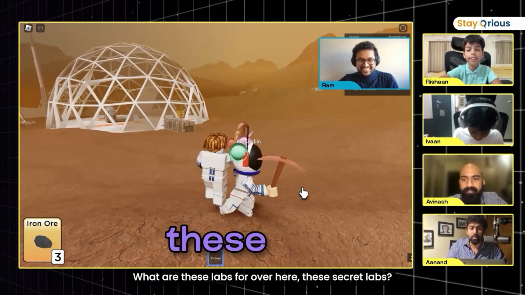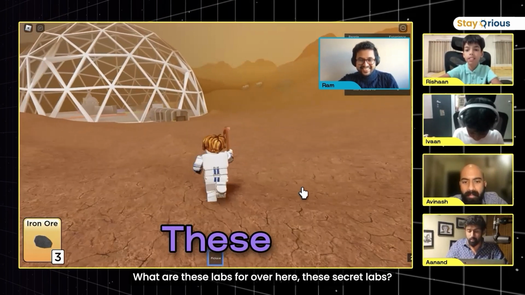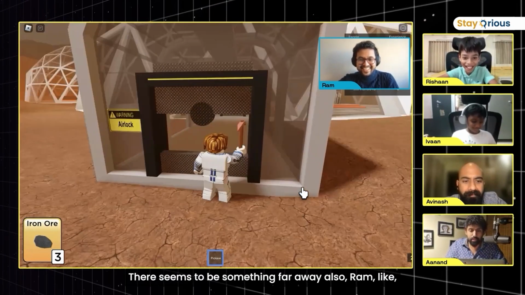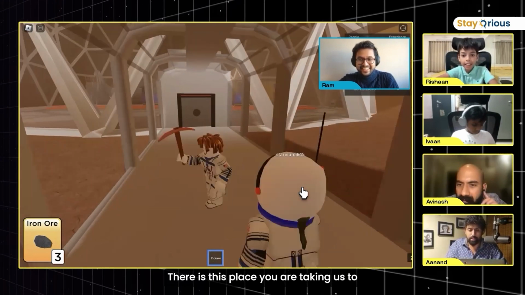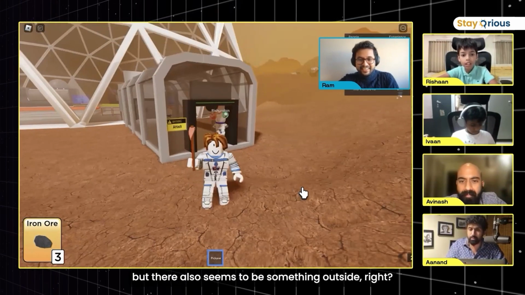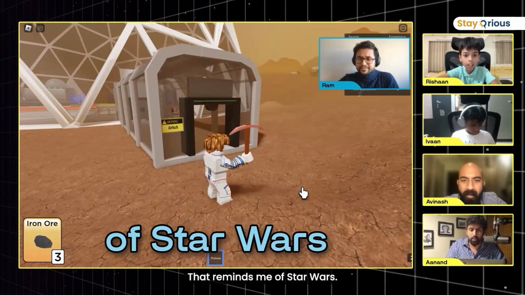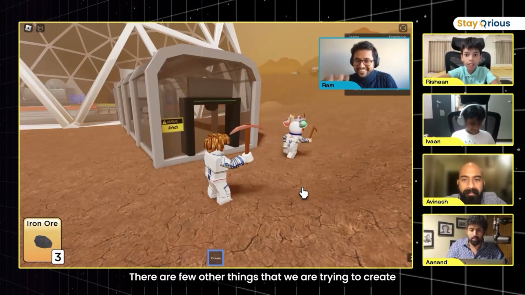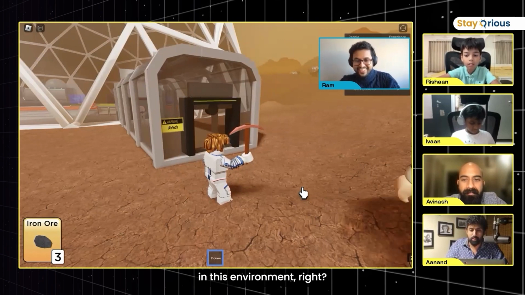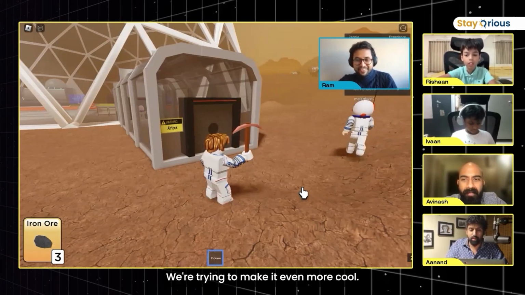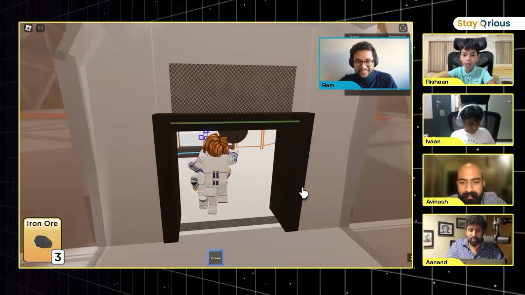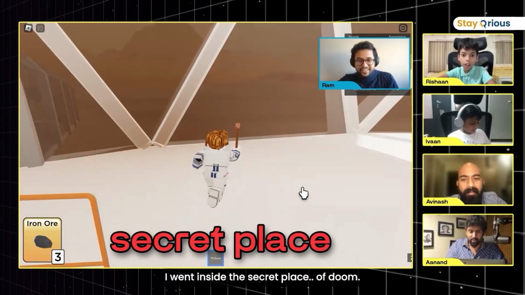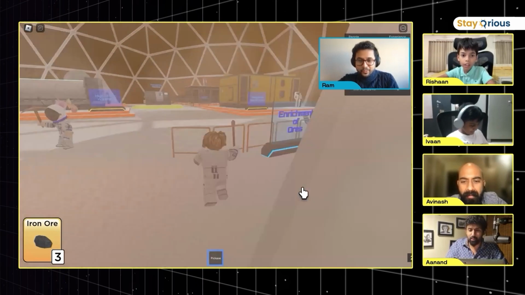Yeah. What are these labs over here? These secret labs? There seems to be something far away also. Yeah, I was also wondering, there is this place you're taking us to, but there also seems to be something outside, right? Yeah, it reminds me of Star Wars. Yes, exactly. There are a few other things that we are trying to create in this environment, so we're trying to make it even more cool. So that's the construction side of this lab. Okay, I went inside the secret place of doom. Oh, cool.